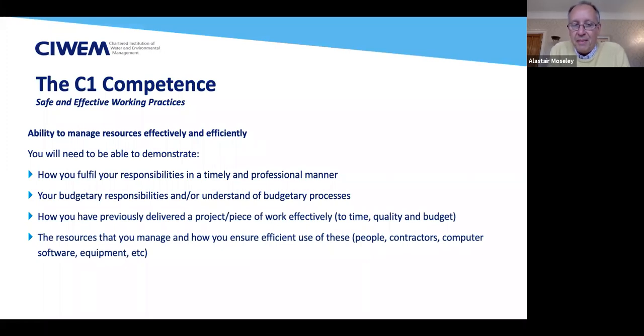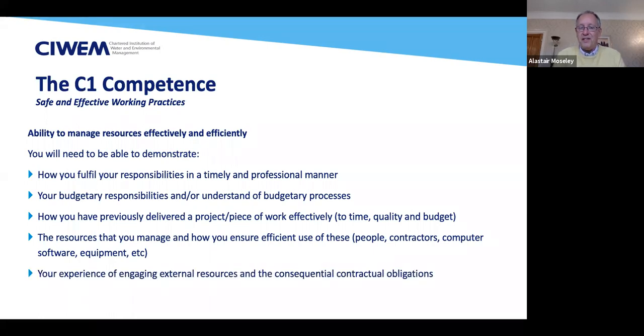We like to see examples of how you've previously delivered a project or piece of work effectively to time, quality and budget. And again, this is where one of your project examples would maybe come into play, and you might just give a very short account of how you delivered that project on time, and the resources that you managed to do that and how you ensured efficient use of these. An interesting one that people often miss is if you're engaging external resources, the fact that you will be engaged under a contract. It's surprising how many people don't know what contracts they've engaged a resource under and what liabilities they have if any of those terms change. So it's the consequential contractual obligations. So that's a good one to have in your kit bag, if you like, when you're answering this competence.